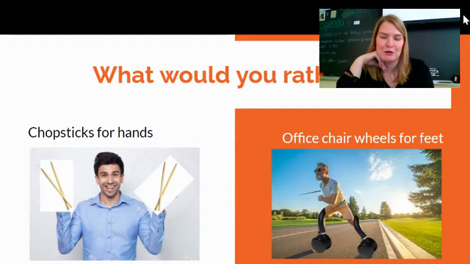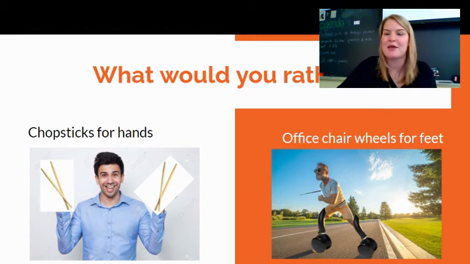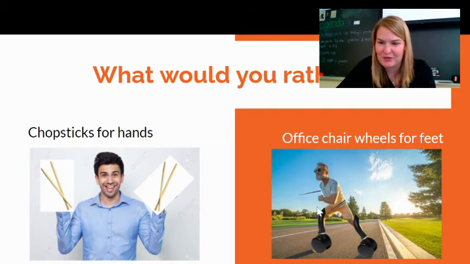All right, so quick question. What would you rather, chopsticks for hands or office chair wheels for feet? I feel like office chair wheels would be pretty fun, but sometimes they get a little wonky, and it might be kind of tough using office chair wheels in the grass or going uphill. But could be a fun experience. I hope you guys appreciate my unsophisticated editing skills.